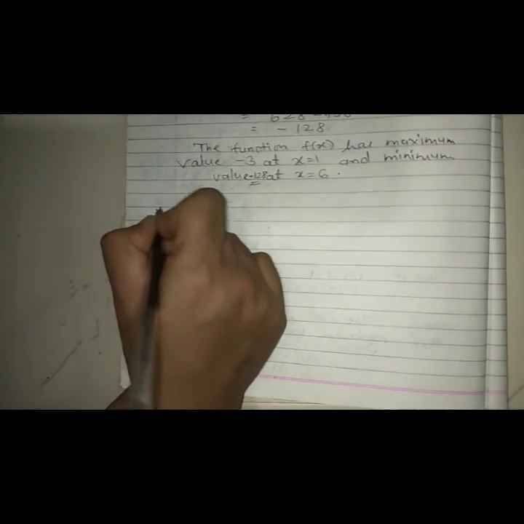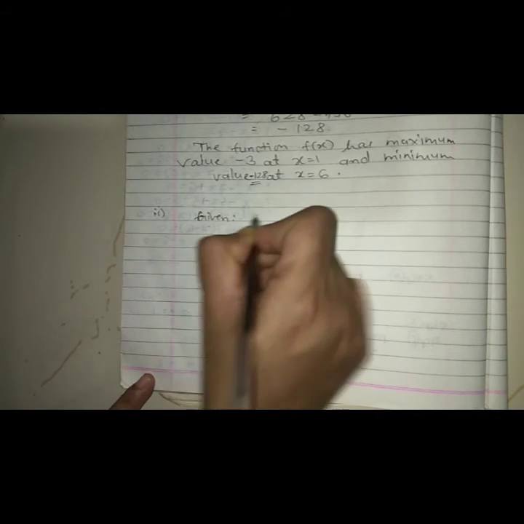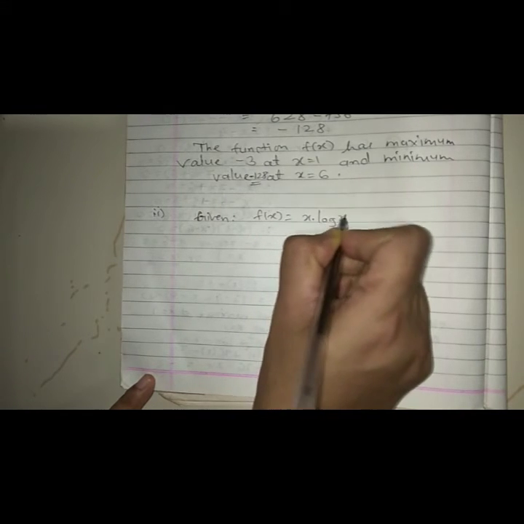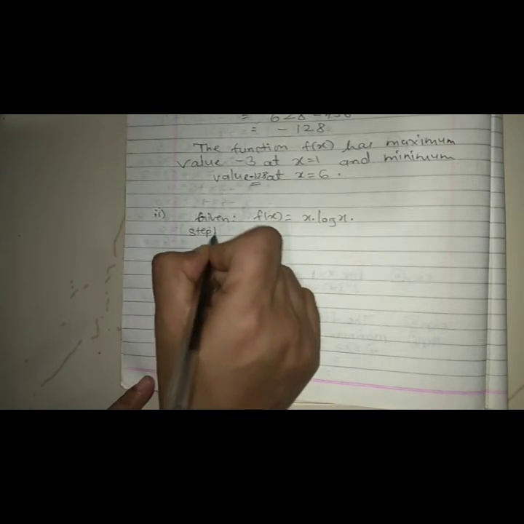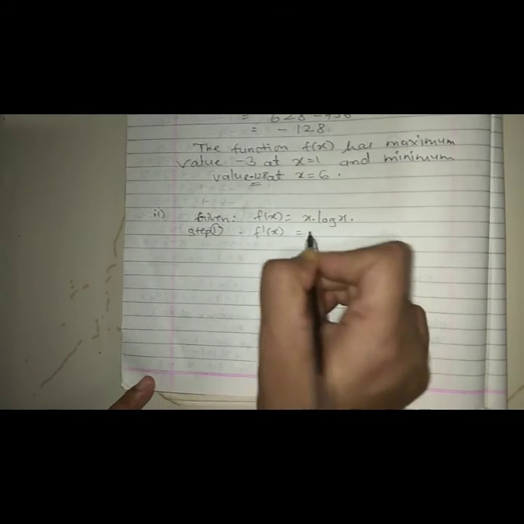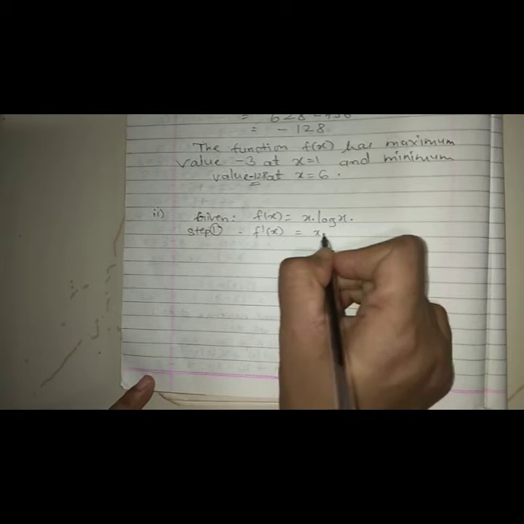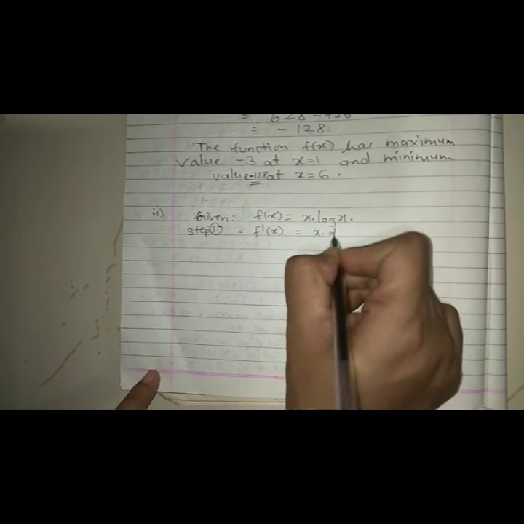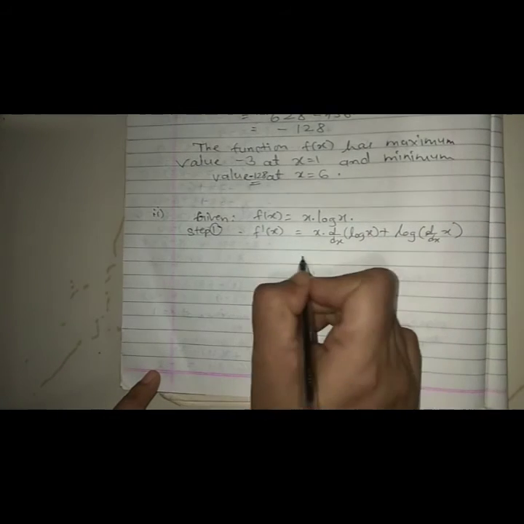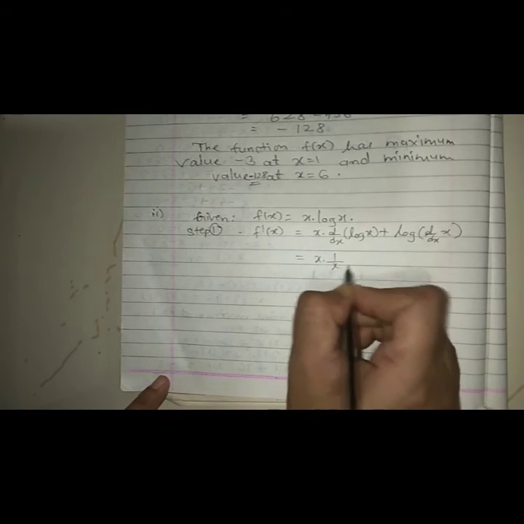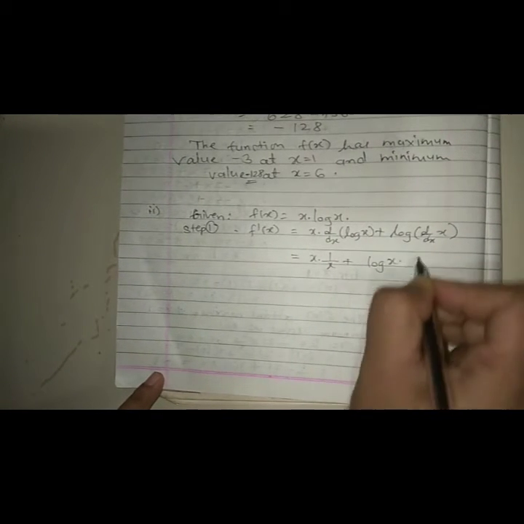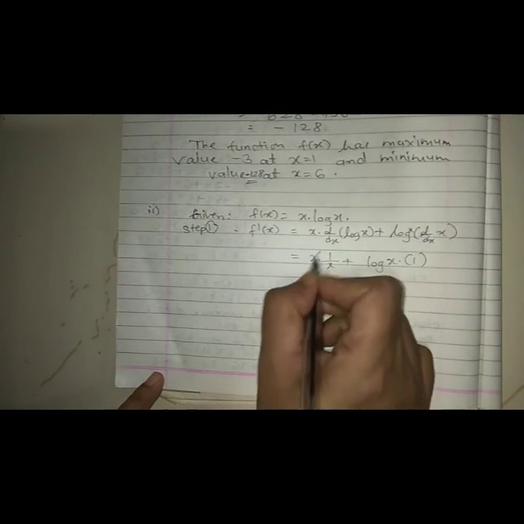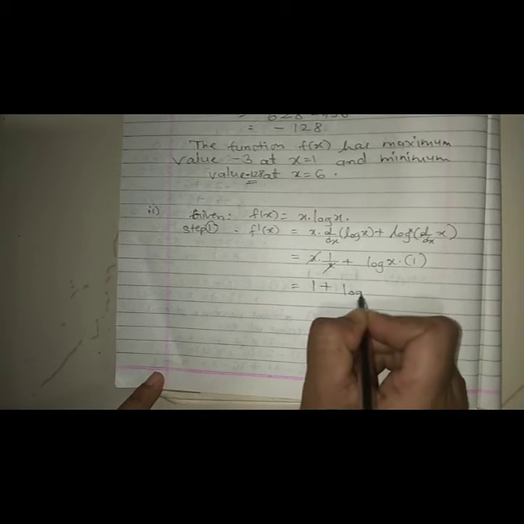Next, the second sum we have to solve. Given the function f(x) = x log x. Again we solve step number 1. First derivative of the function: f'(x) is the derivative of x log x. So we have to apply the u into v rule: first into derivative of second plus second into derivative of first. x times 1 upon x plus log x times 1. Numerator and denominator same term cancel. 1 plus log x. This is the value of f'(x).